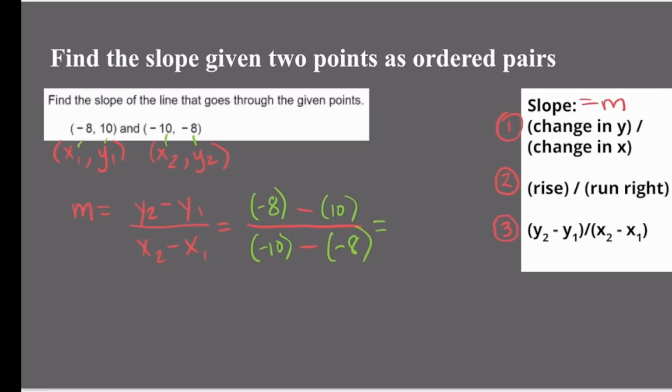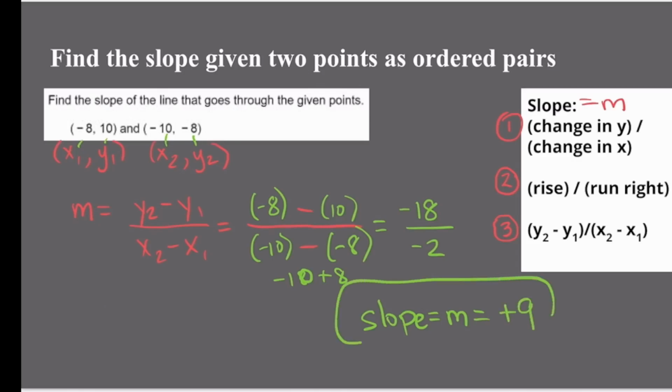And now we can simplify this. -8 minus 10 is -18. -10 minus -8, which is really -10 plus 8, that's -2. So your slope, your m, is going to be positive 9.